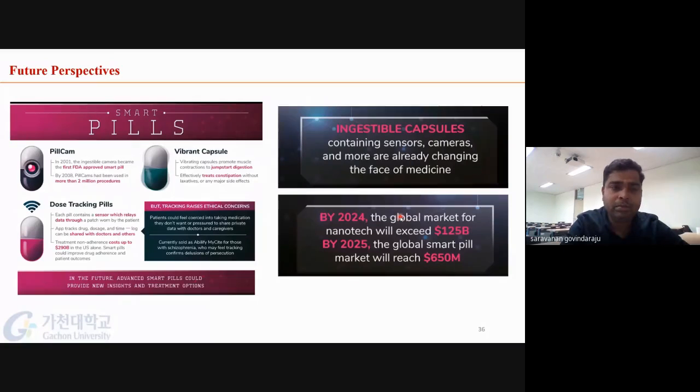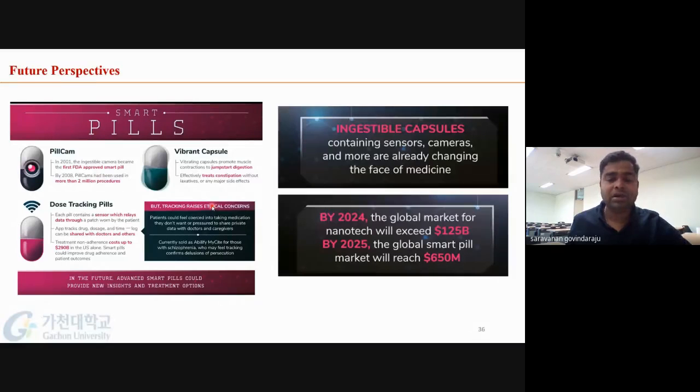And then, as I told you before, smart pills are also a future prospect, and they are going to upgrade. They are saying that by 2024 the global market for nanotech will exceed almost $125 billion, and in 2025 obviously it will increase. Capsules containing a sensor, a camera, and more are already changing the face of medicine. Pills with a camera, so many things are changing.